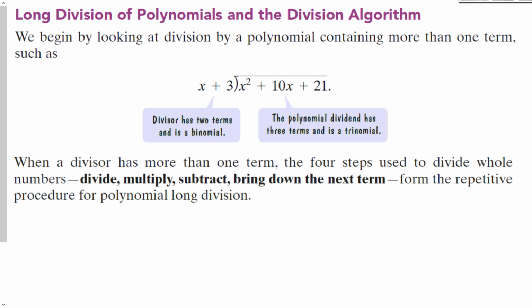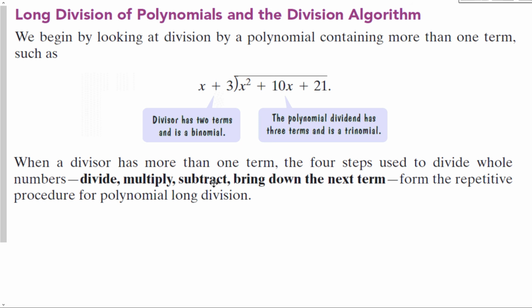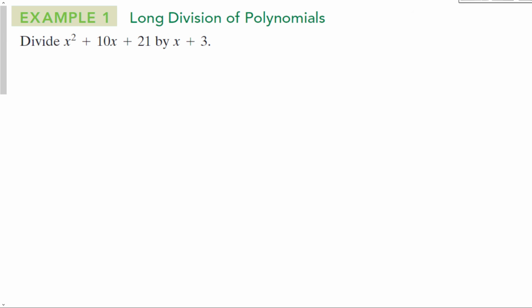So when a divisor has more than one term, the 4 steps used to divide whole numbers, divide, multiply, subtract, bring down, form the repetitive procedure for a polynomial. Just like we did here. We divided, multiplied, subtracted, brought down. Okay? So let's do it.